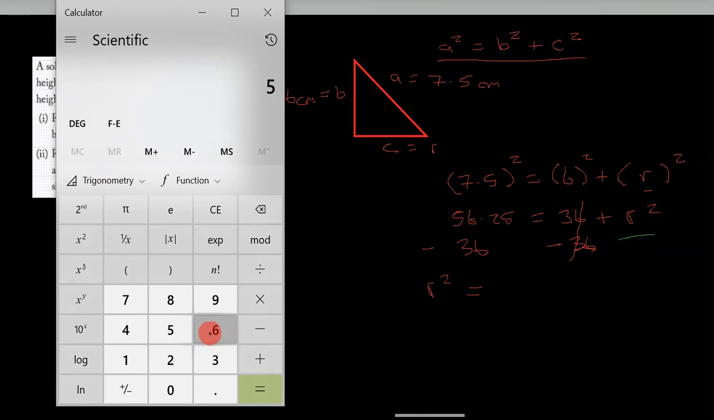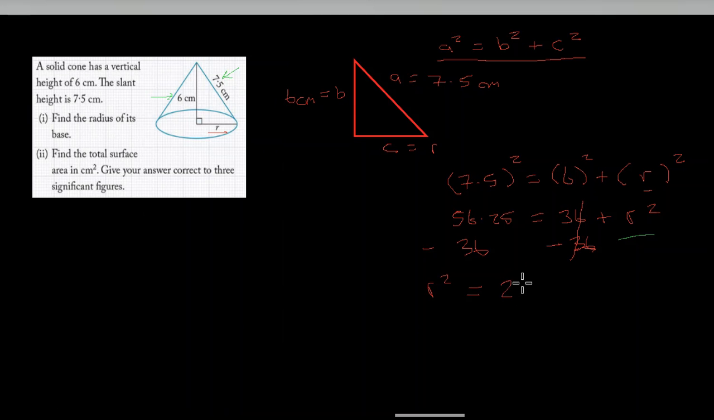Okay, so 56.25 minus 36, which is equal to 20.25. So therefore that's equal to 20.25.